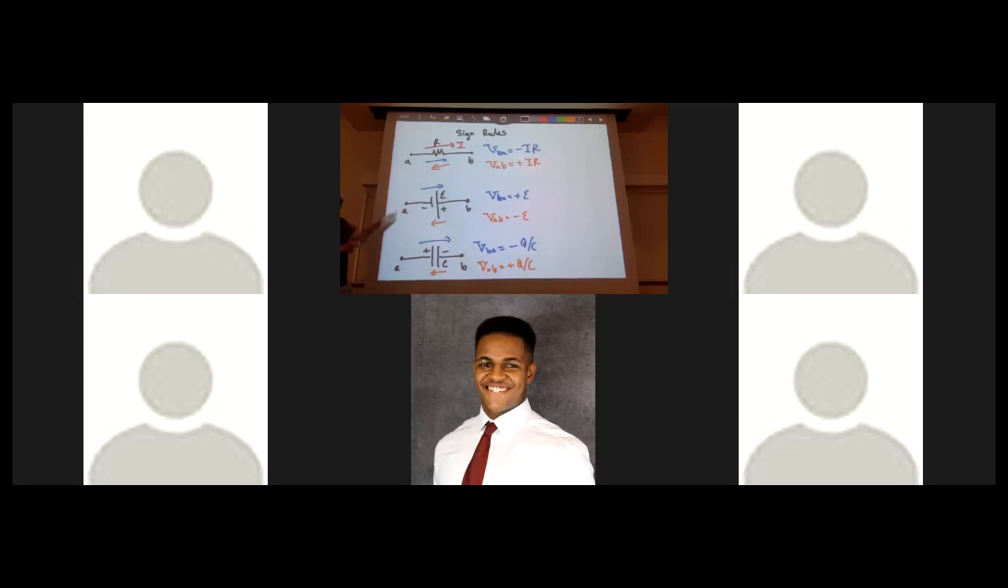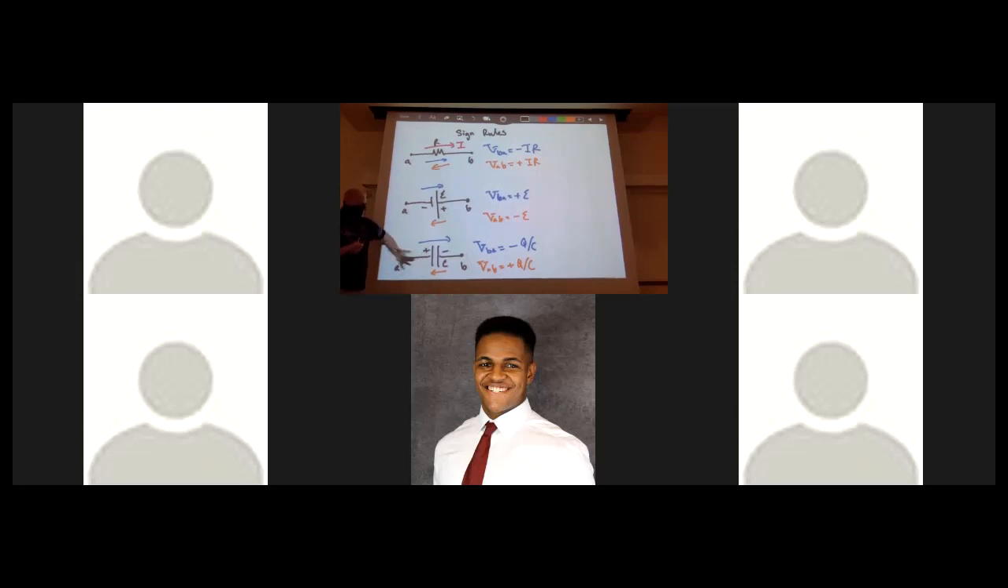For the battery, if I go across the battery from the negative terminal to the positive terminal, I gain potential, the amount of potential of the battery. If I go in the opposite direction, I have to lose potential, because this is a higher potential than this one, so I have a potential drop if I go in the opposite direction.